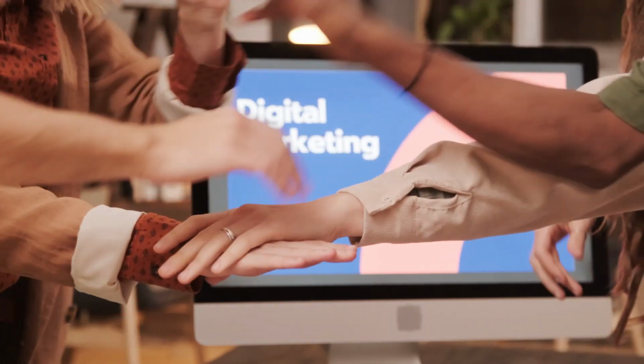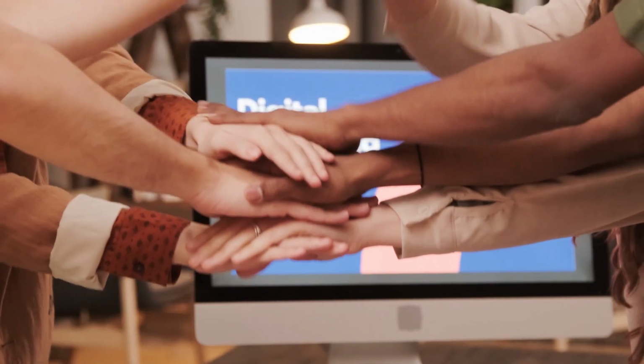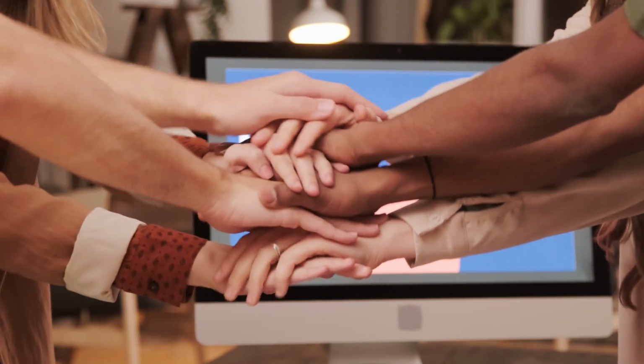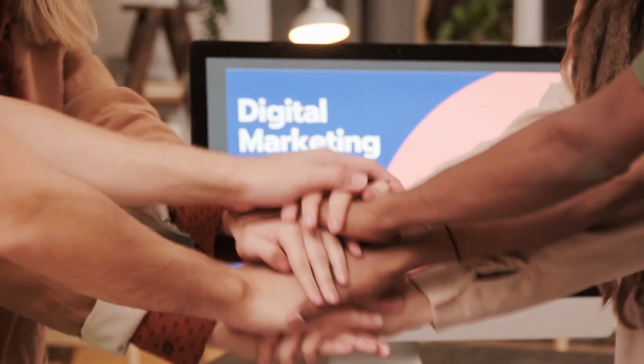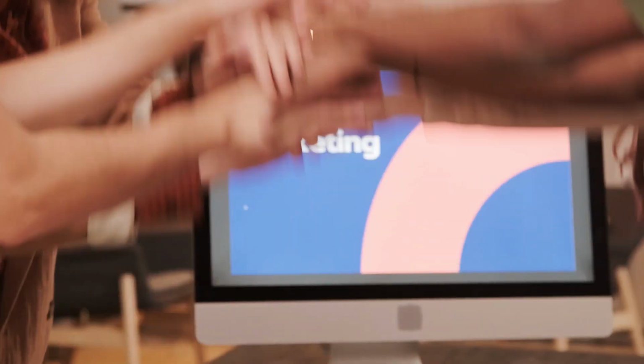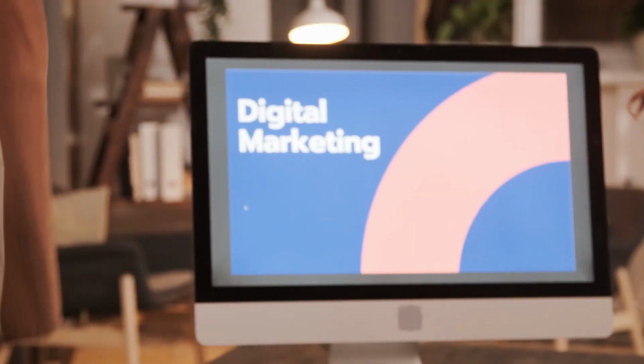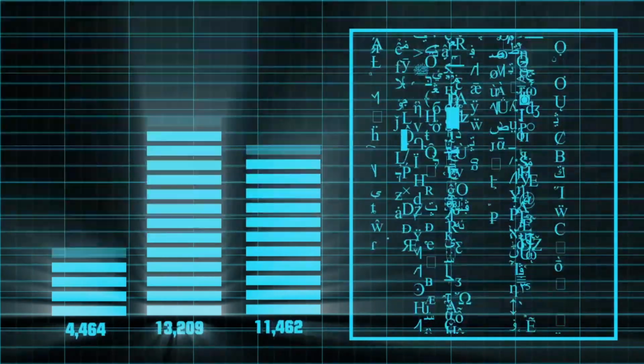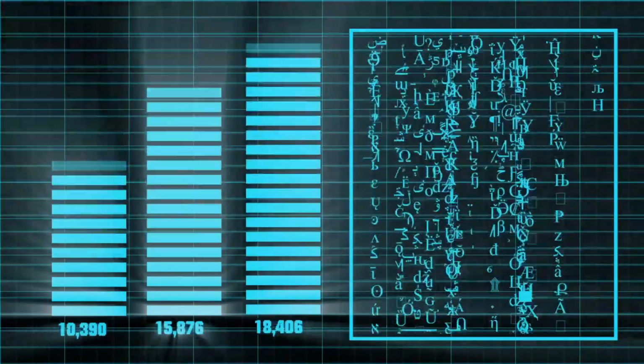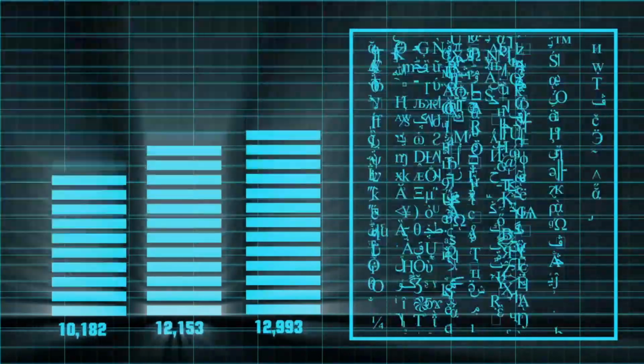Digital marketing is the use of digital channels to market products and services. This includes using websites, social media, email, and other digital platforms to reach and connect with potential customers. Digital marketing is a broad term that encompasses many different channels and strategies.